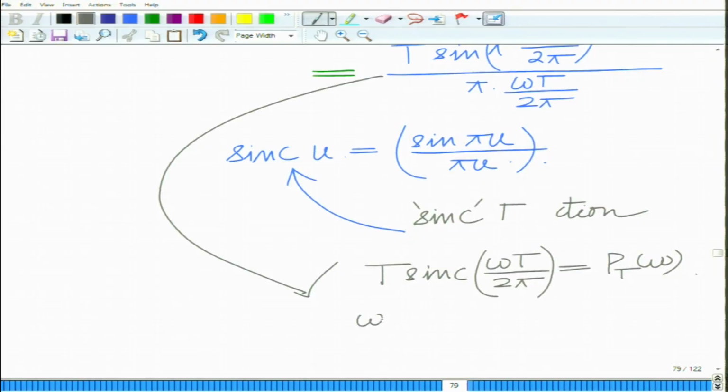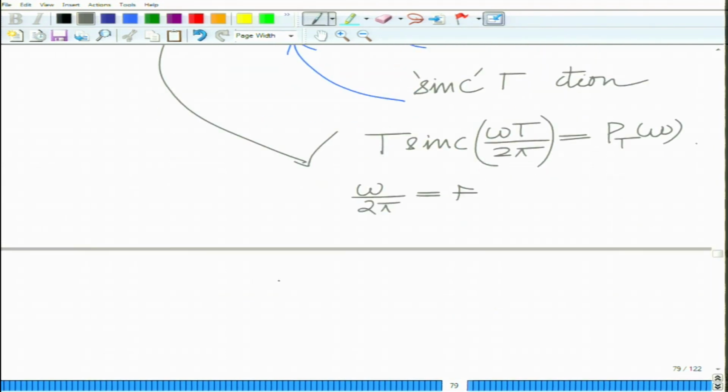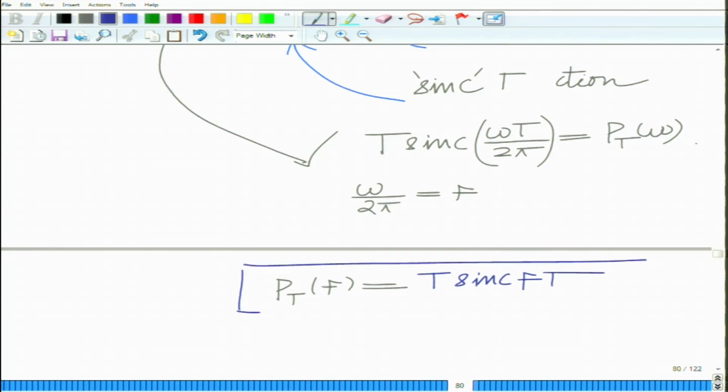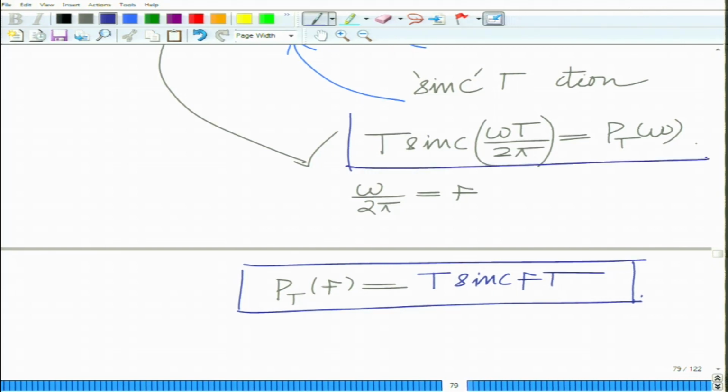So, substituting omega over 2 pi equals f, you can write Pt, that is the Fourier transform, in terms of the frequency: Pt of f will be equal to t sinc of ft, or t sinc of omega t over 2 pi.